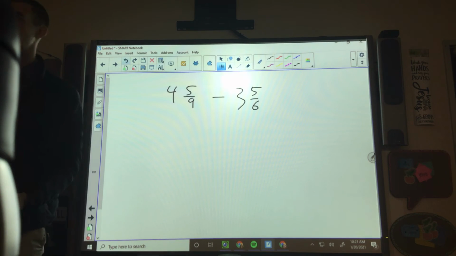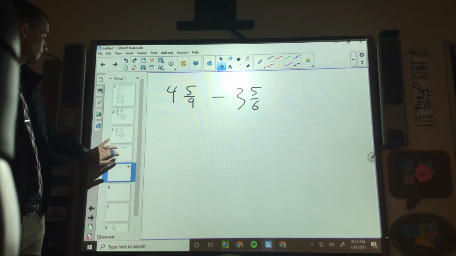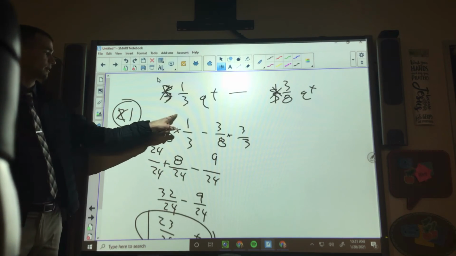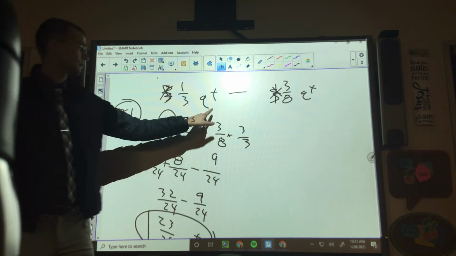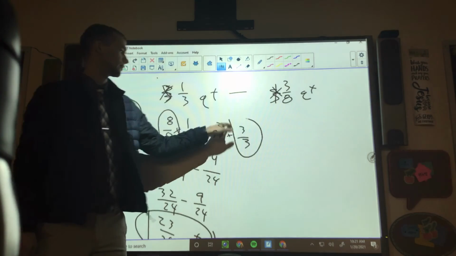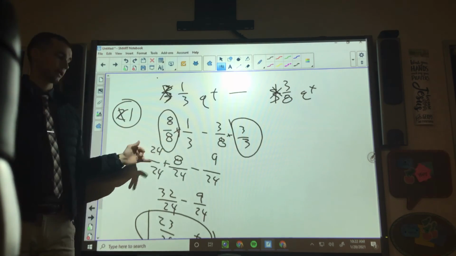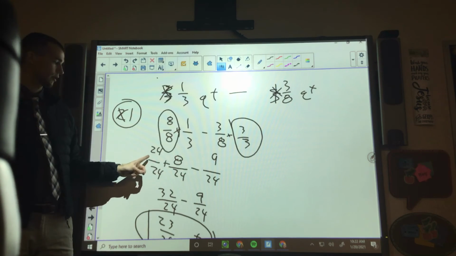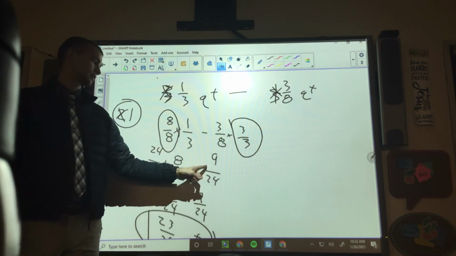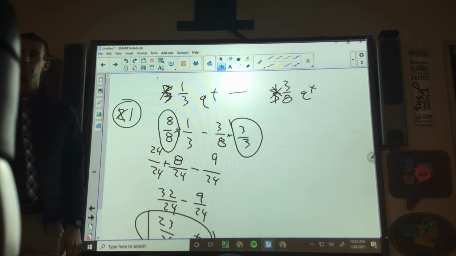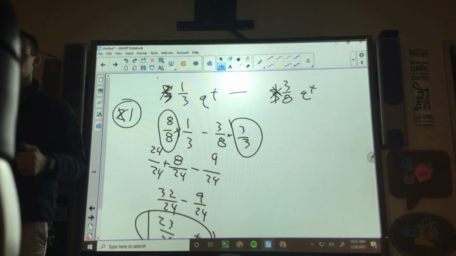Can we go back to a previous page? Yep. This is the step that I'm seeing a lot of people getting wrong, is that a lot of us are not showing our work for multiplying what we're multiplying by up here. 8 times 1 is 8. 3 times 3 is 9. 8 times 3, 24. Go back and look at what you need to do for the work.